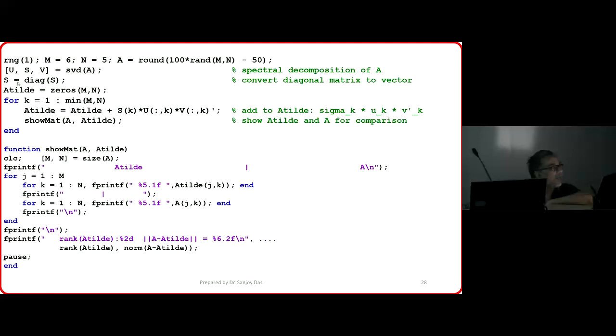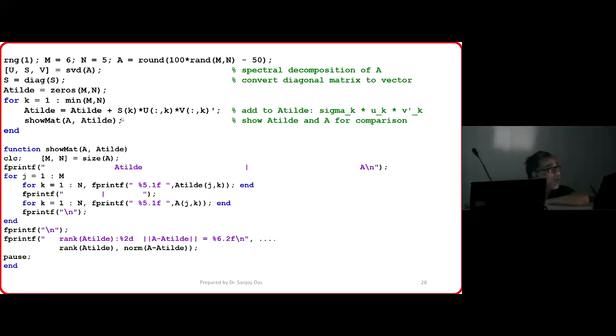So then I take the diagonal elements of S. Okay, so this matrix, I convert it into a vector. It's a diagonal matrix, right? So this S is now a vector, it just reduces space. So then A tilde, initialize it to all zeros. Okay, and then you see this for loop here. I'm taking the minimum of m and n. Well, in this case, it'll be n, 5. So this for loop is going to loop 5 times, and each time A tilde is initialized to all zeros.